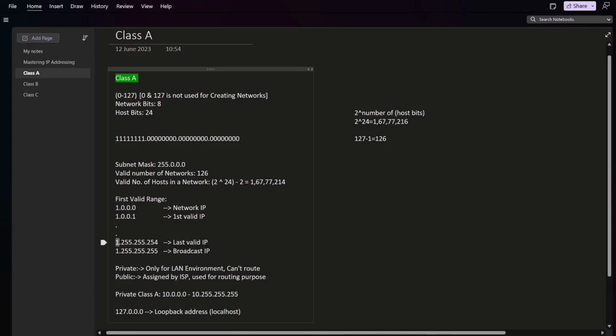The network bit here stays the same because we are calculating the valid IPs in one network. This is the network bits; we know only one octet is used for the network in class A. The others will be turned on, going from 0 to 255, 0 to 255, and the last valid IP is 254. Why am I not using 255 here? Because 255 is used as the broadcast IP. So this is how you can calculate the first valid IP, the last valid IP, the broadcast IP, and the network IP of a specific network range in class A. This is very important to remember.